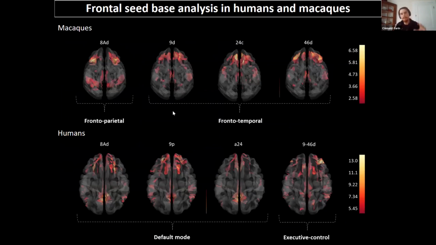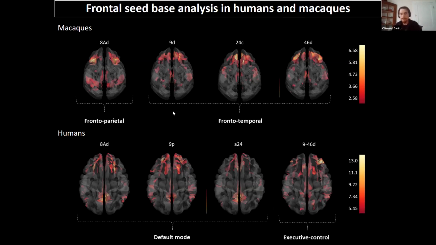And as you can see here is a correlation, the statistical map that you can observe with similar region. We use first the area 8AD, and you can see that we observe a region that we choose to call here the frontoparietal network that seems to actually be very close to the literature and to what has been called the default mode network-like. In human, using a seed in the area 8AD, we obtain a default mode network, a classical one.